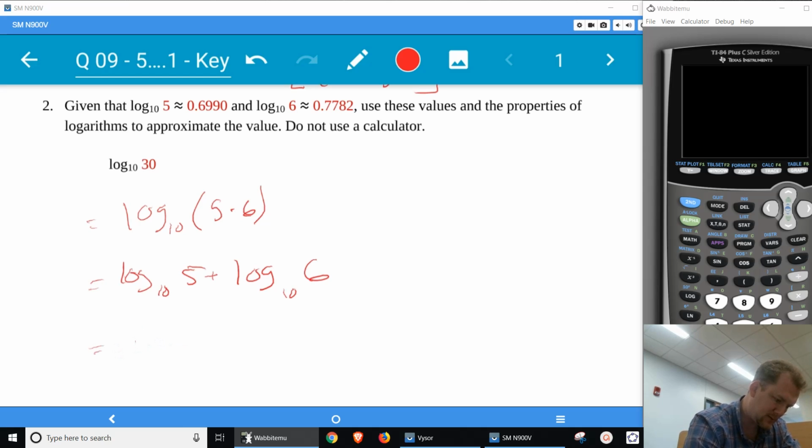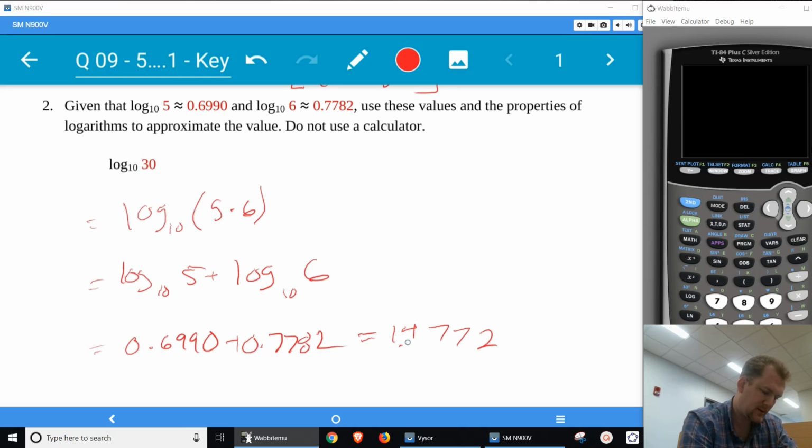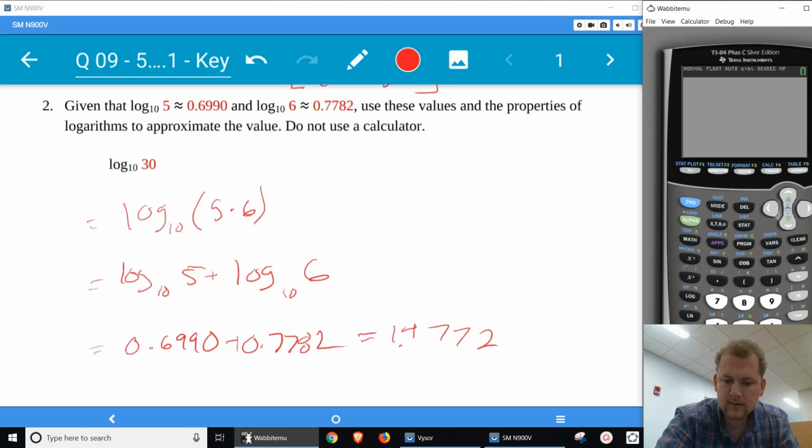So that's 0.6990 plus 0.7782. So 2 in that decimal place, 9 and 8 is 17. So another 17. And then a 7 and a 7 is a 14. So that ought to be what it is. I mean, you can check your answer on the calculator. A little bit off, but good enough. Okay.